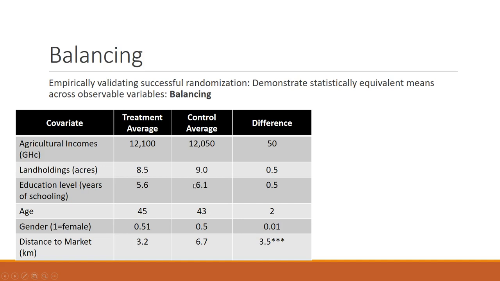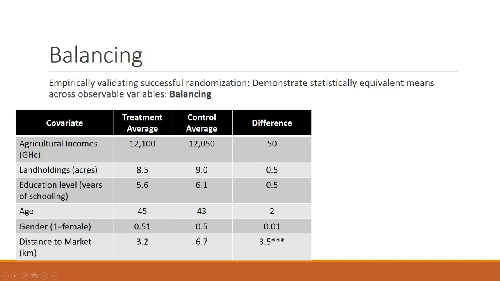The question is, is this difference significant? If it's significant, that means our treatment group is different than our control group. If it's insignificant, that means that our treatment group is the same as our control group on average for the education variable. Now in this table, I'm labeling statistical significance using stars.